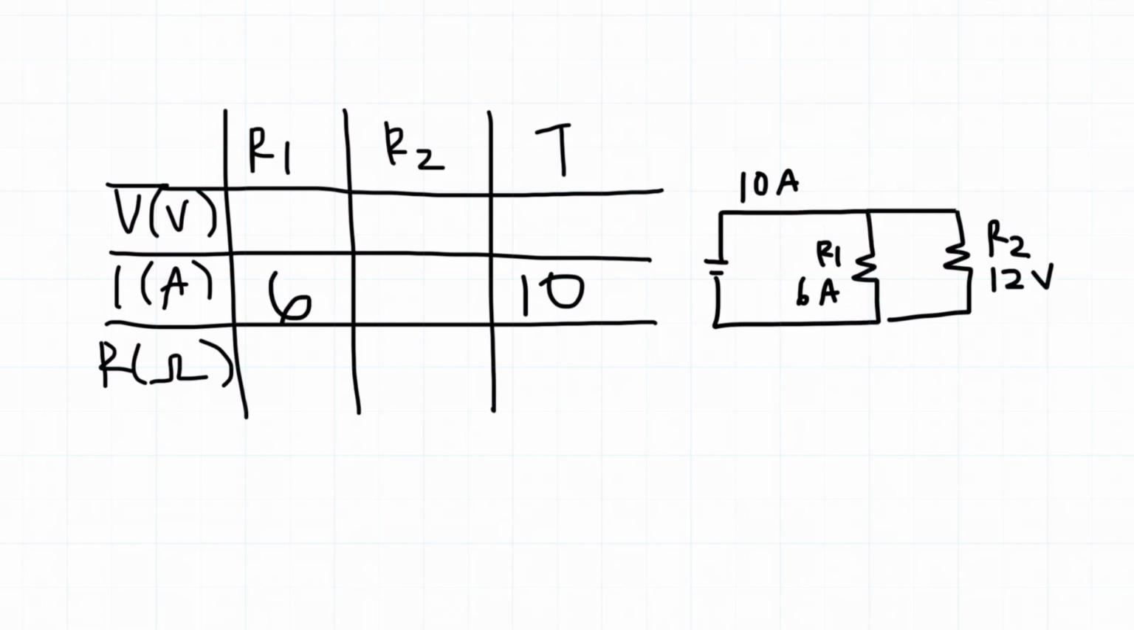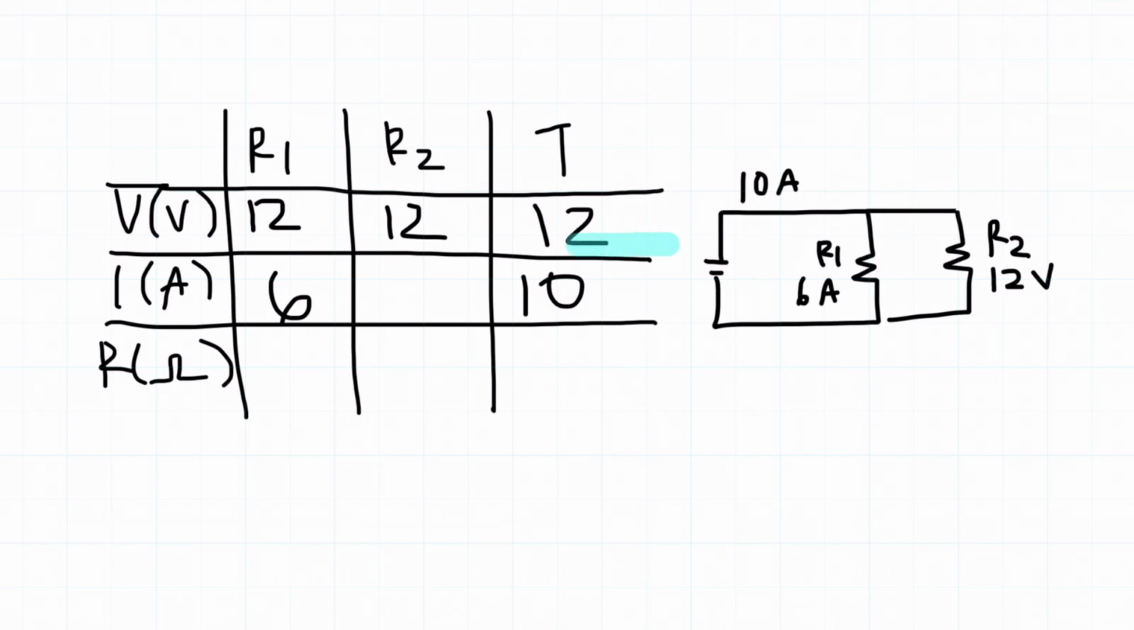In this problem, instead of giving you the total voltage, we know that there's a voltage drop of 12 volts across resistor 2. Remember to fill out as much as you can in the table before going to Ohm's law. So for parallel resistors, we know that the voltage has to stay the same. So R1 has a voltage drop of 12 volts, and the total voltage for the whole circuit is also 12.